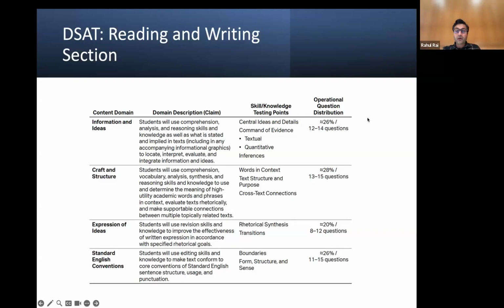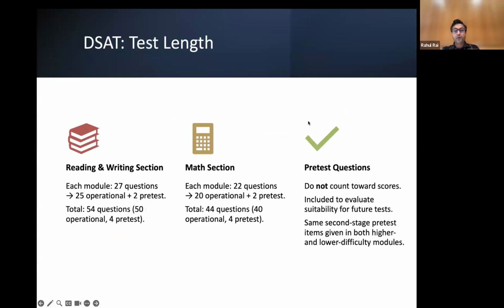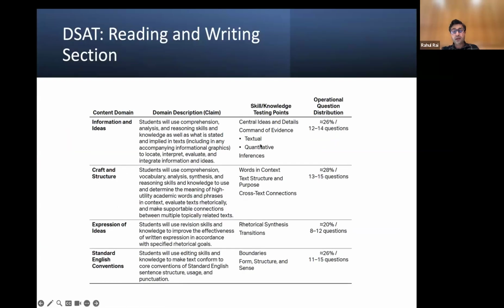Okay. Now, another thing, looking at the distribution of the questions, right? Information and ideas is 26% of the questions, craft and structure is 28, and the others are 20 and 26. So roughly, in the reading and writing section, information and ideas, craft and structure, and expression of ideas are all equally important, right? So you need to focus on learning all the 11 subtopics or all the 4 main subtopics that are there in reading and writing.